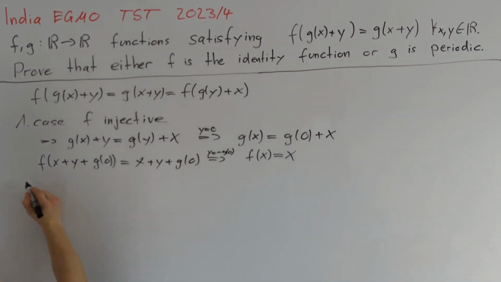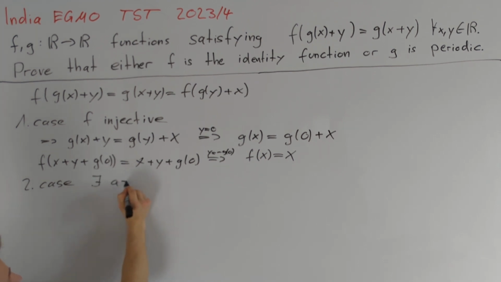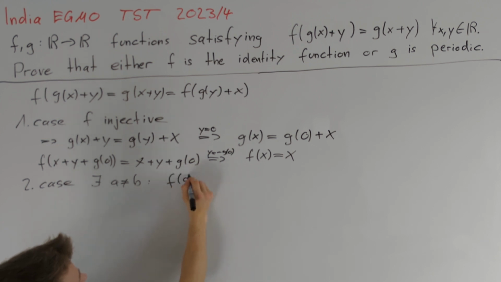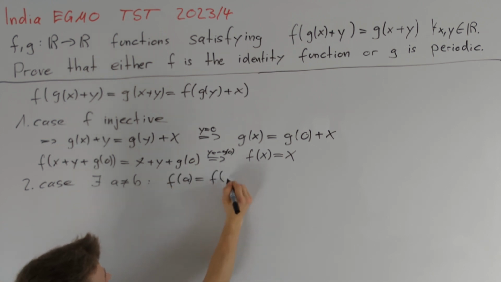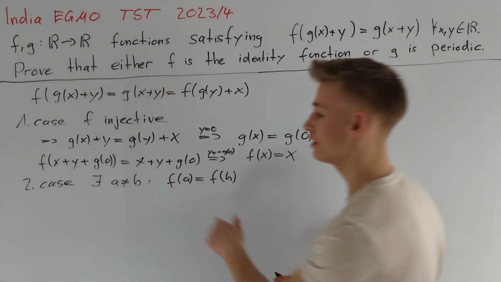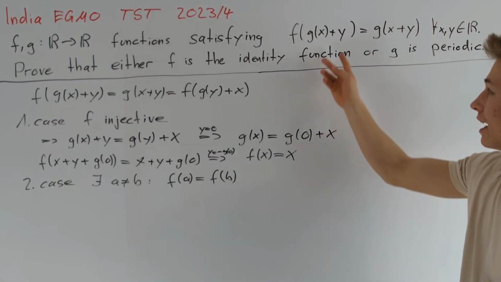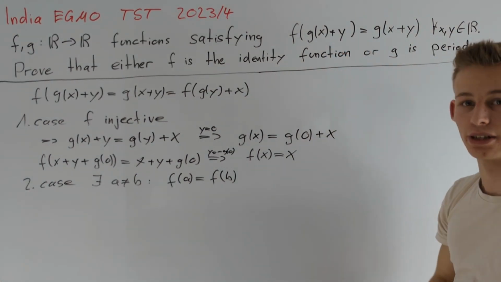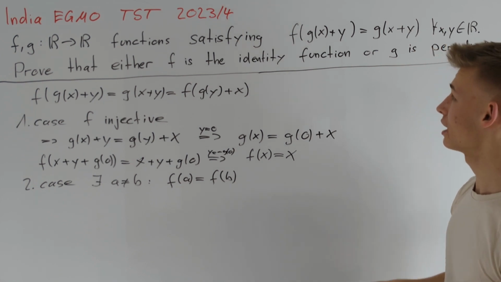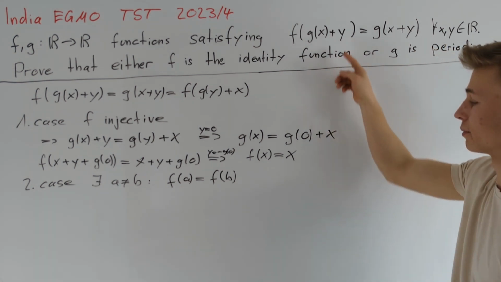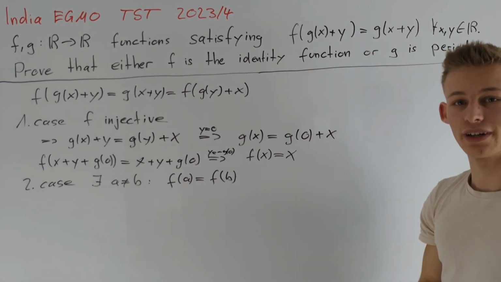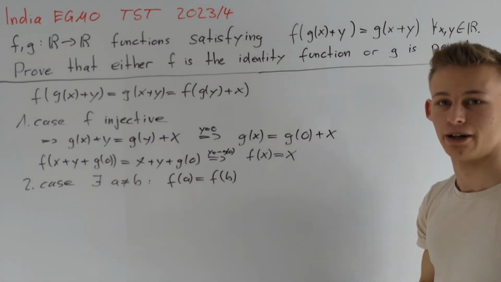Let's go on with our second case, and in this case we have that f is not injective, and therefore we know that there exist a not equal to b, such that f of a is equal to f of b. To use this information, we want to have the argument on our left hand side be equal to a or b, and therefore our idea is to plug in y equals a minus g of x or y equals b minus g of x.